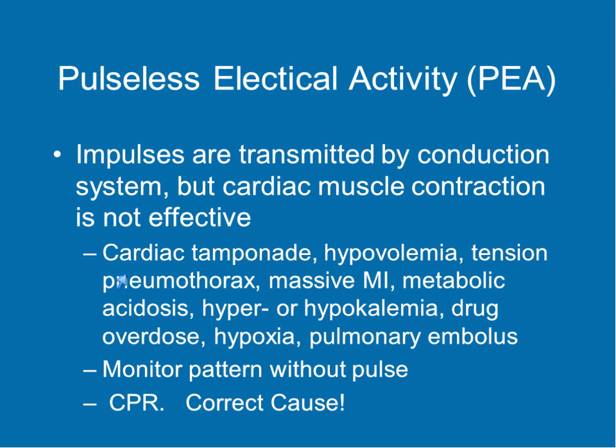Some things that can cause PEA: cardiac tamponade. Imagine that I've got blood in the pericardial sac and it's pressing on the heart so that the heart cannot relax and fill. The electrical conduction system is still working, but there's no blood to be pumped out. So the treatment for that, of course, would be a pericardiocentesis, where they stick a needle into the sac and draw the blood off so that the heart can relax and fill. The patient who's very hypovolemic, if I'm bleeding out, then eventually my heart is not going to have blood in it to pump around, and my heart rate, of course, is very tachycardic.